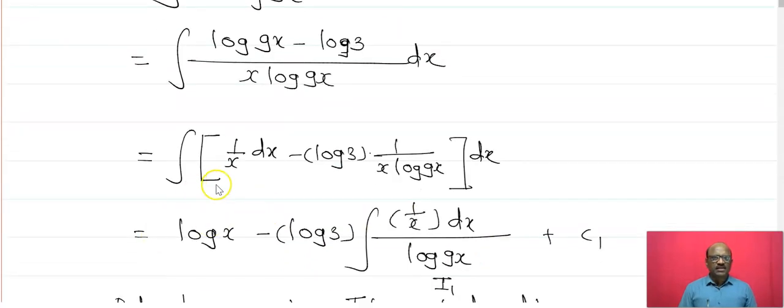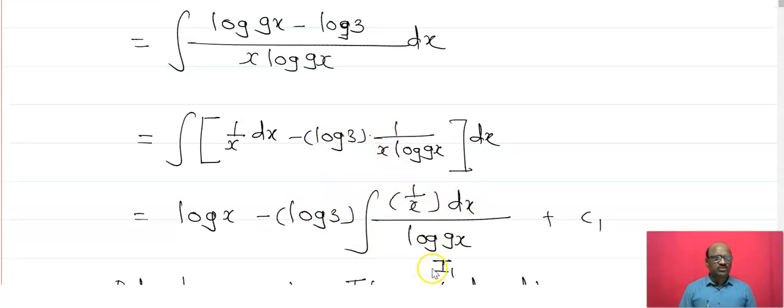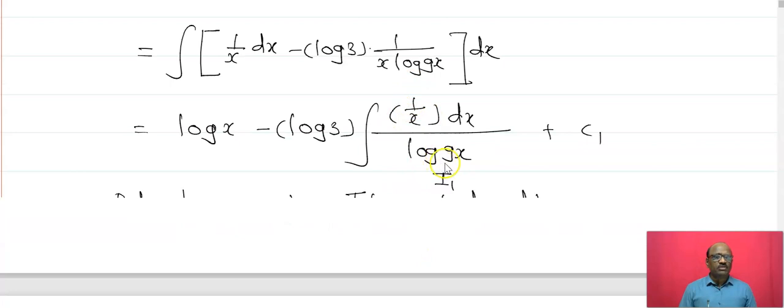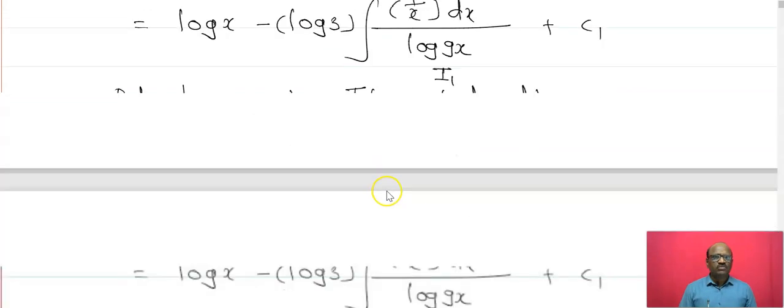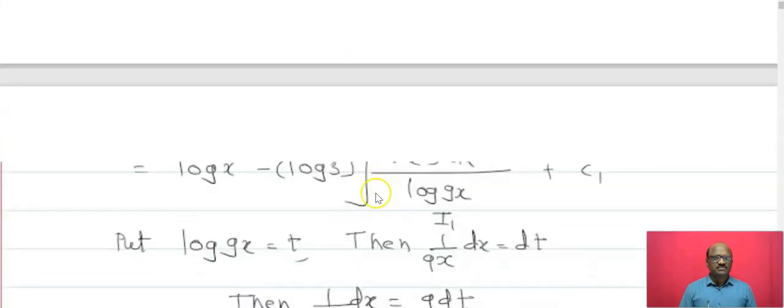Now the integral of the first: what is the integral of 1 upon x dx? The integral of 1 upon x dx is log of x. What about here? Now see this here, the integral of log of 3. This 1 upon x can be written as 1 upon x into dx, but in the denominator we have the log of 9x, and treat this as I1. Okay, now we will integrate this I1.